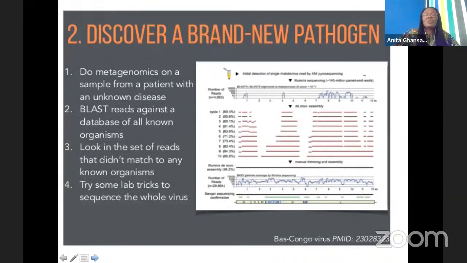The next thing is also to use these sequencing data to discover completely brand new pathogens. So for instance, if you do a metagenomics analysis of a patient with an unknown disease, you can blast the reads against the database of known organisms and look at the set of reads that didn't match to any known organism, and then try and sequence in the lab and piece various regions together. And if it is worth calling a completely new pathogen, then you do so.